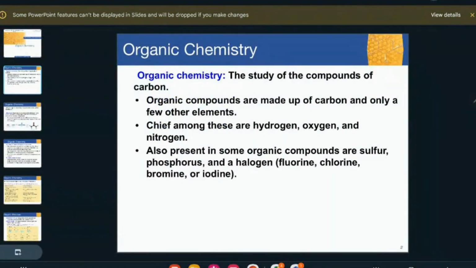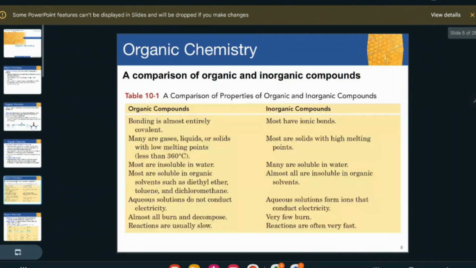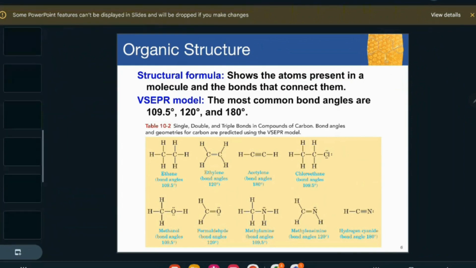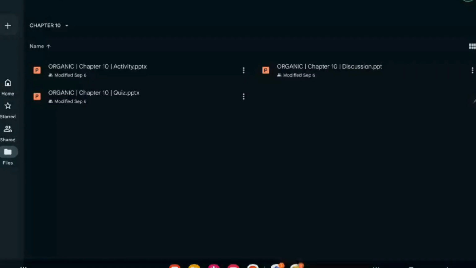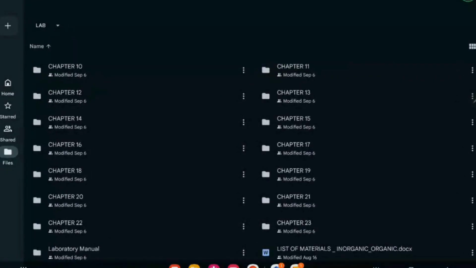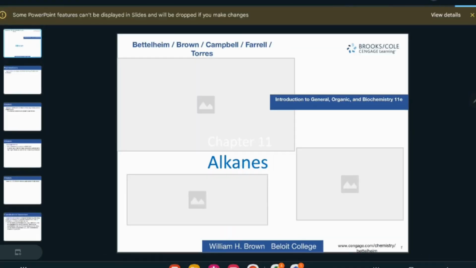So, organic compounds are made up of carbon, of course, the backbone, and only a few other elements such as sulfur, phosphorus, and halogens, which we can add. If you remember, hydrocarbons are divided into three: alkanes, alkenes, and alkynes. Right? When we say alkanes, what are alkanes?